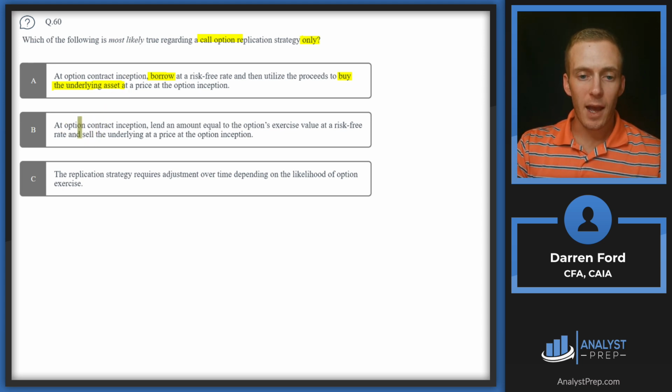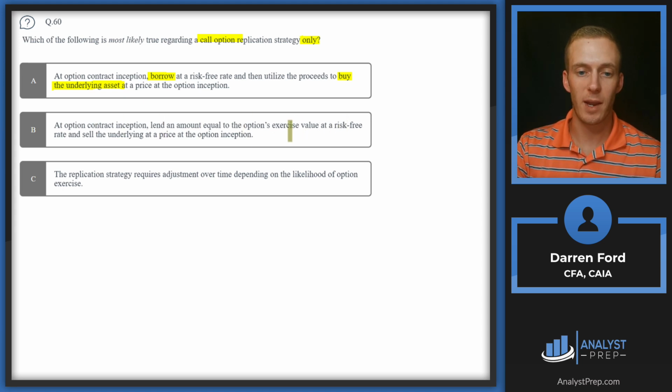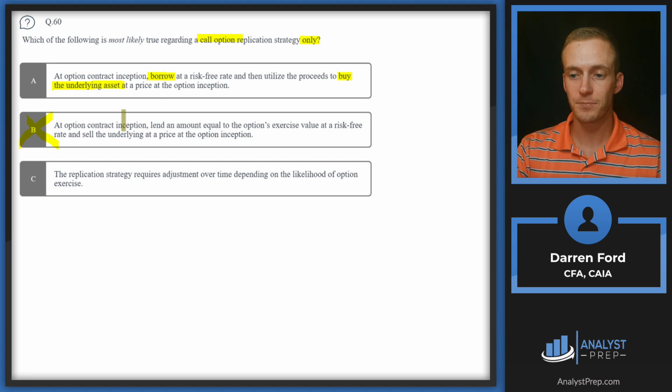B, at contract inception, lend an amount equal to the option's exercise value at a risk-free rate and sell the underlying at a price at the option inception. So this is going to be going short where we're going to want to be going long. And this is essentially describing a put option replication strategy. So we can go ahead and cross out B.